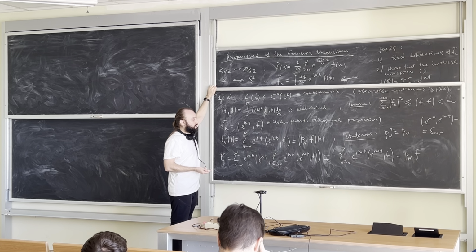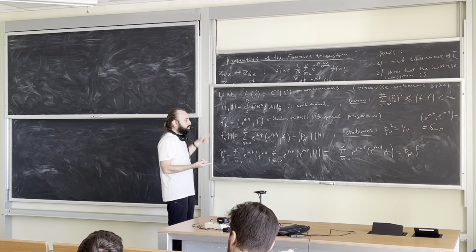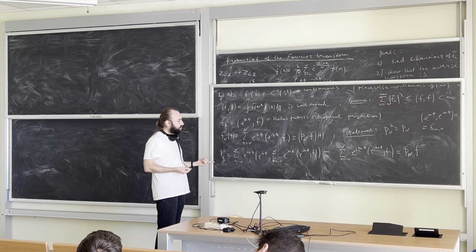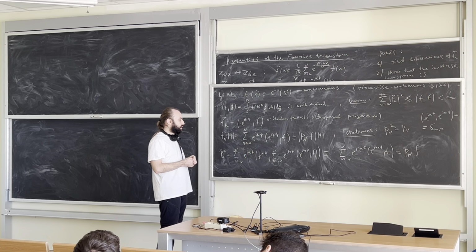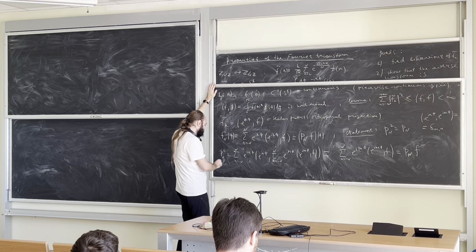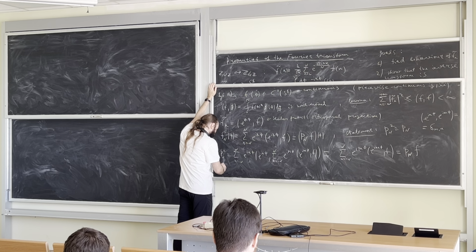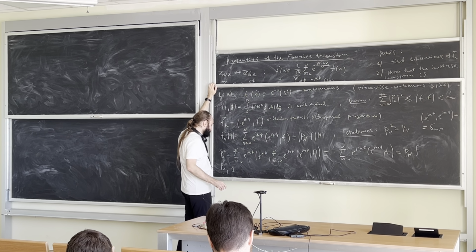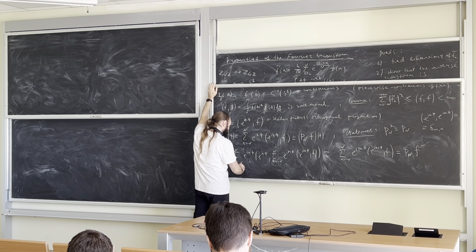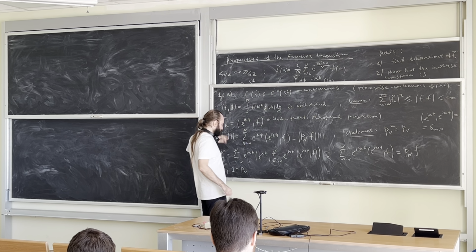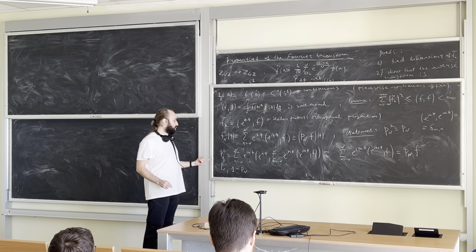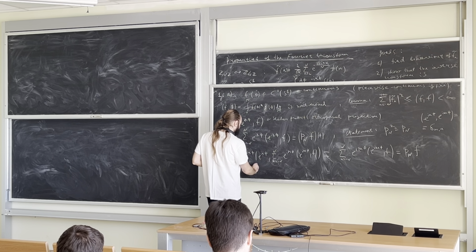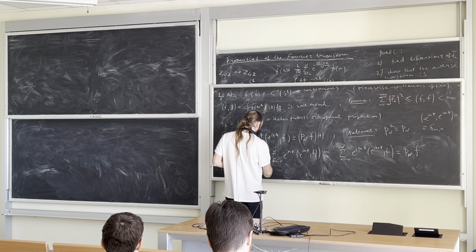There is also another projector. So there is P_n, and there is one minus P_n, identity minus the projector. So it's a kind of projector on the complement, and this projector has the same property.